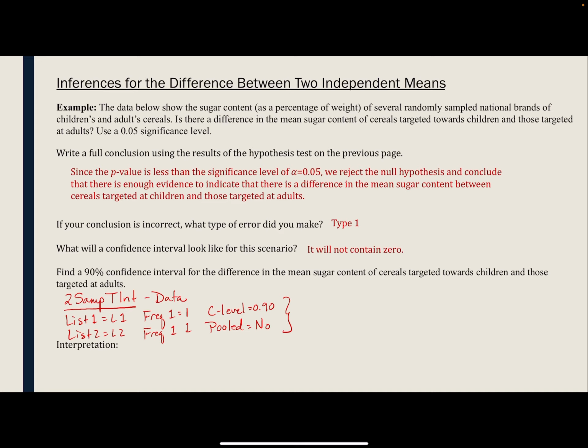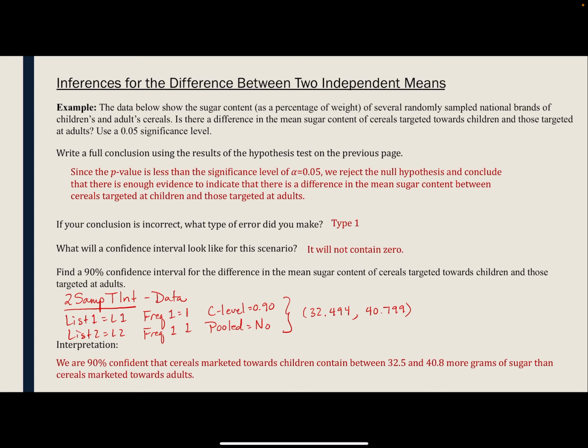And when you put this in your calculator, you will get 32.494 to 40.799. So again, you want to make sure that you look at the order in which you subtracted. And we let the children's cereal be our mu1, and the adult cereal be the mu2. So when we subtract mu1 minus mu2 and we get all positive numbers, it means that mu1 is higher. So when we go to interpret this, we would say that we're 95% confident that cereals marketed towards children contain between 32.5 and 40.8 more grams of sugar than cereals marketed towards adults.